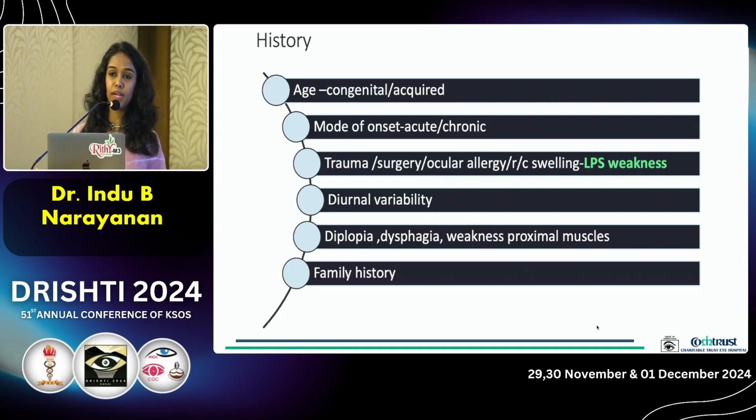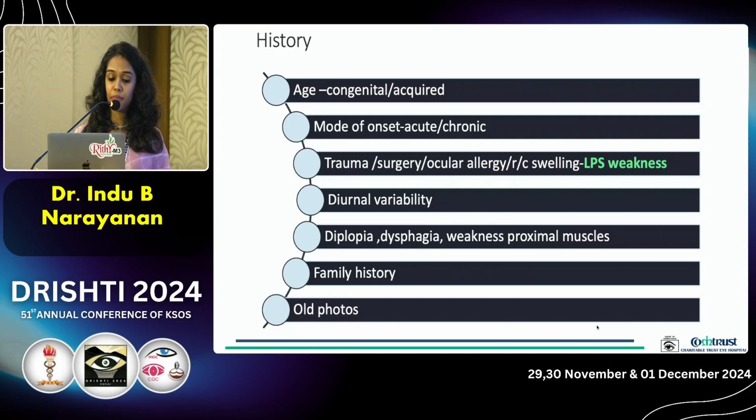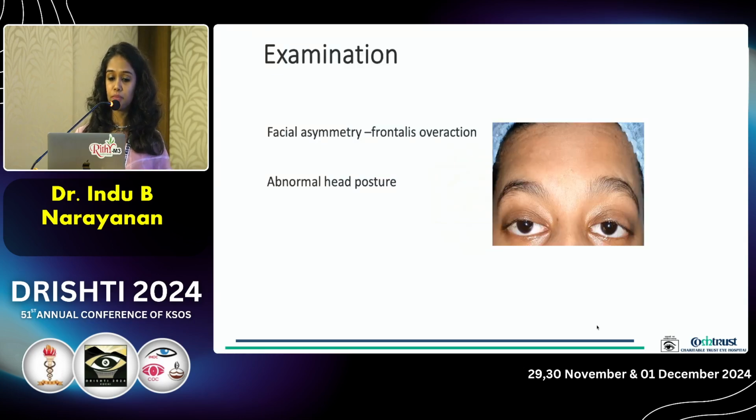Always take a family history, if there is anyone with a positive family history, because in some cases like BPES and CPEO, it's inherited. And always ask for old photographs, because the patient may sometimes notice it very late, but often it's seen that it is present even before.